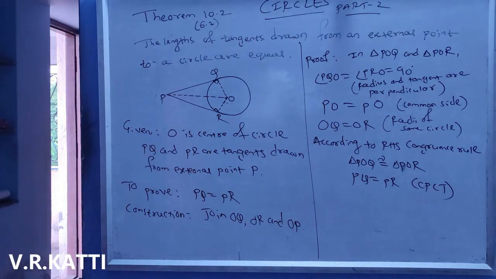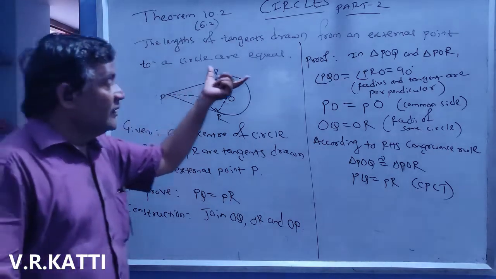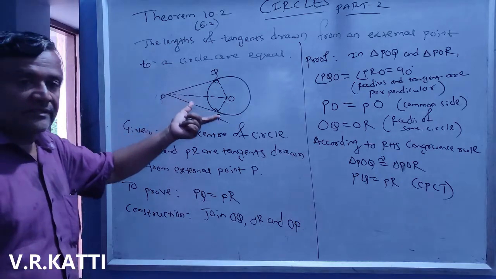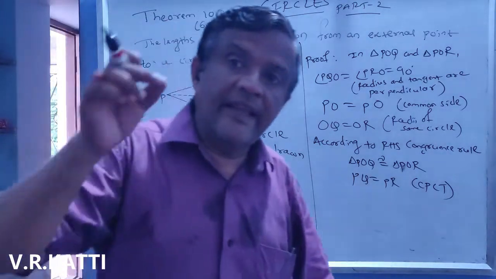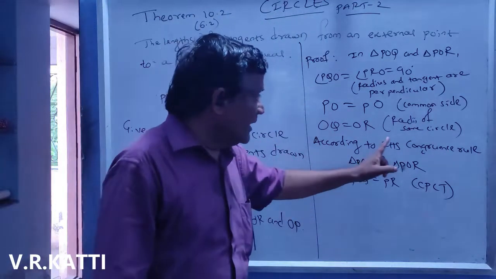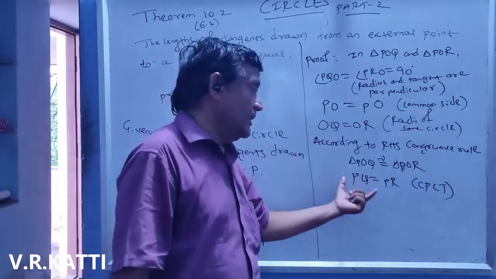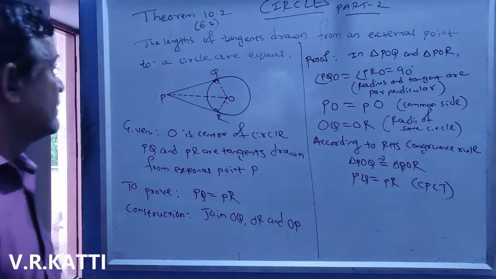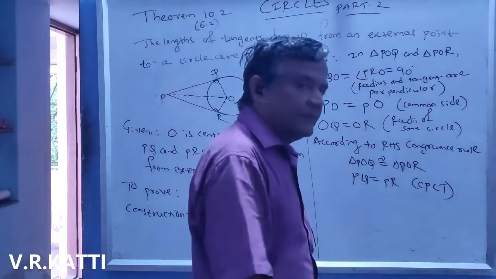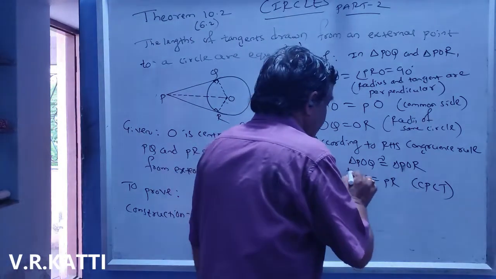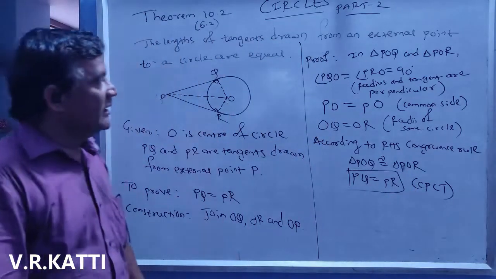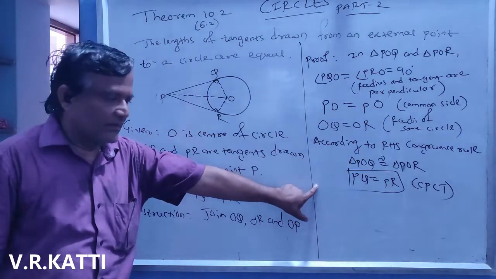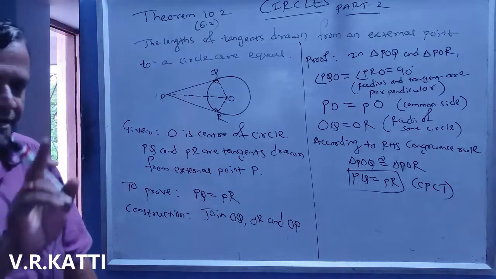So this is the proof. You have to prove that the lengths of the tangents drawn from an external point to a circle are equal. So this is the proof, that is PQ equals PR. So the lengths of tangents drawn from a point to a circle are equal.